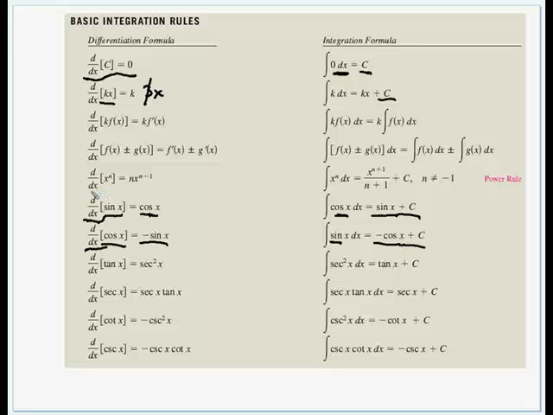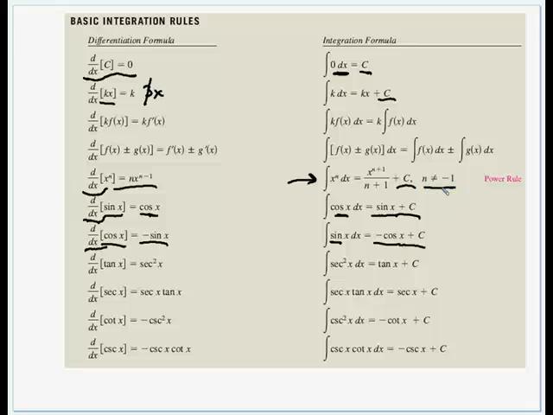Here's the biggie, power rule. When we derive some x to the n power, we bring down the exponent, it becomes n times x to the new exponent of n minus 1, 1 less. And here's the antiderivative equivalent. The antiderivative of x to some power n, we raise the power by 1, x to the now n plus 1 power, we divide by the new exponent, n plus 1. And don't forget your constant of integration.